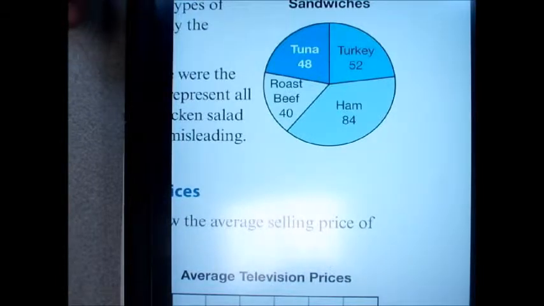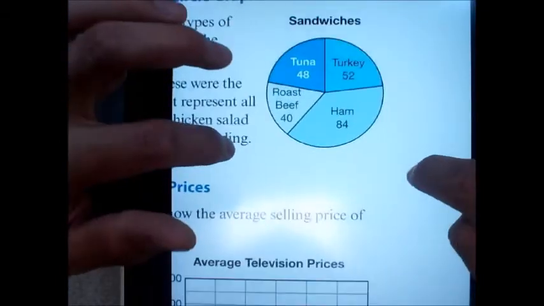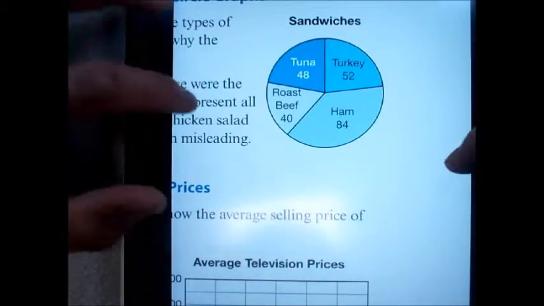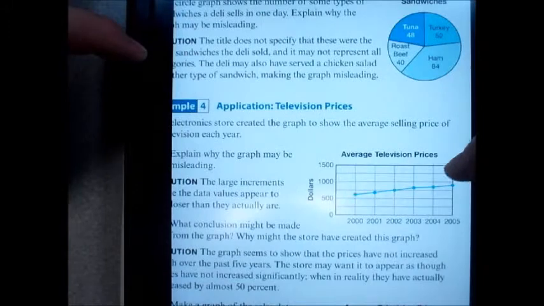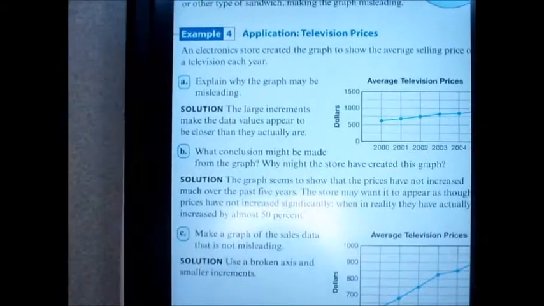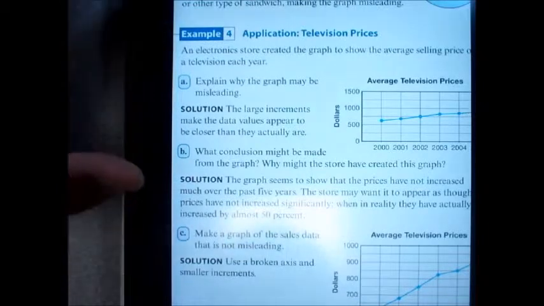Okay, any questions on that one? Okay, this one's pretty much always, there needs to be an other category. Okay, if there's not an other category, there's pretty much always going to be some sort of misleading representation there. Alright, so now we're going to see this application of television prices.